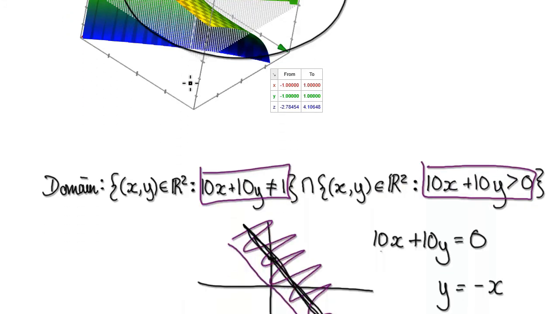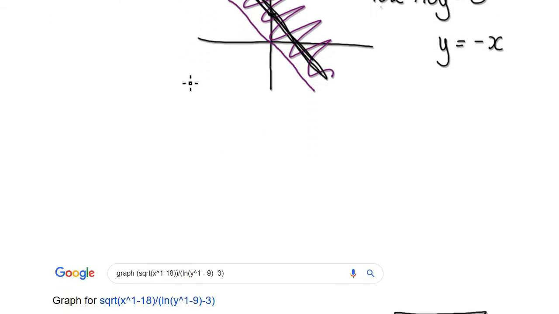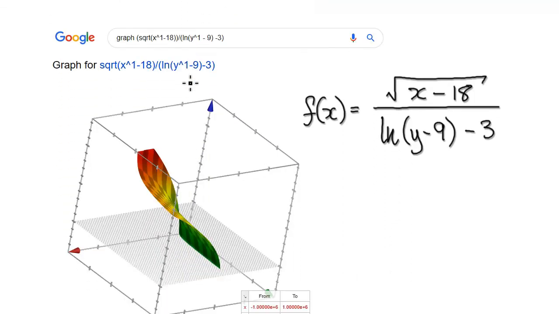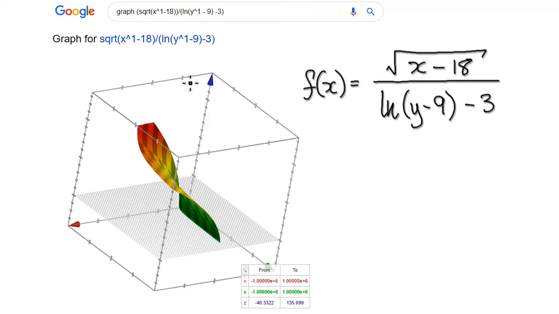Next one. Find the domain for this function here. So press pause and have a go.